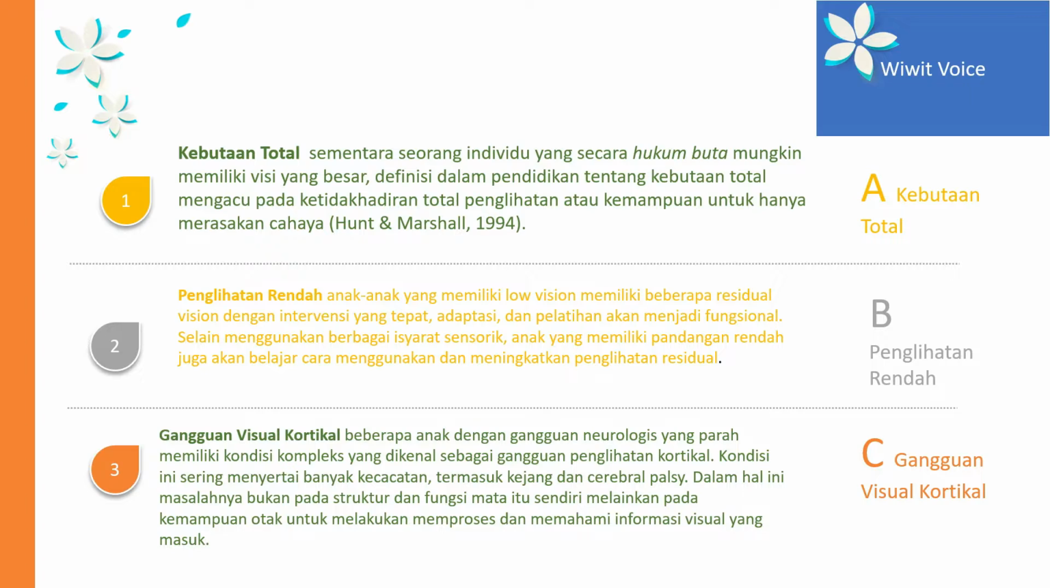And number 3. Cortical visual impairment. Some children with severe neurological disorders may have a complex condition known as cortical visual impairment. This condition often accompanies multiple disabilities, including seizure disorders and cerebral palsy. In this case, the problem is not with the structure and function of the eye itself, but rather with the brain's ability to process and make sense of incoming visual information.